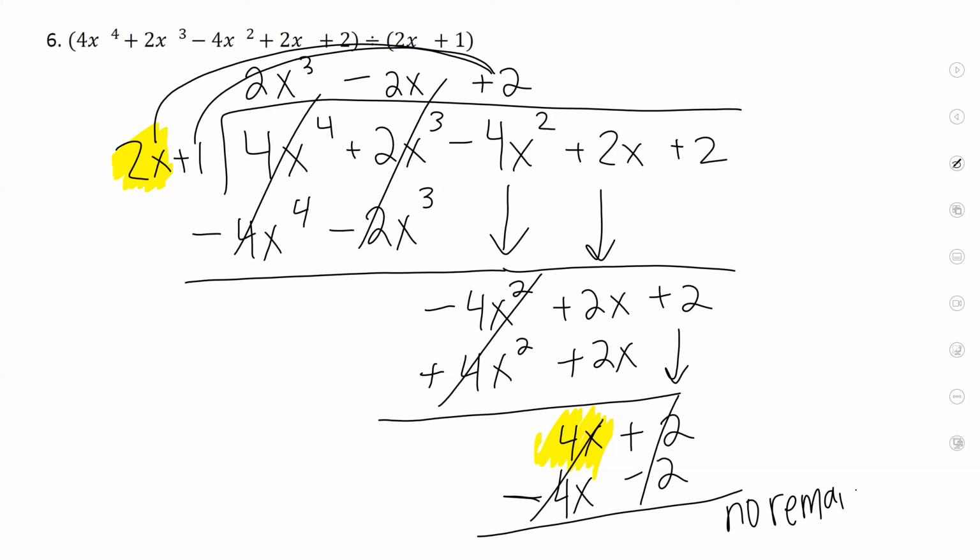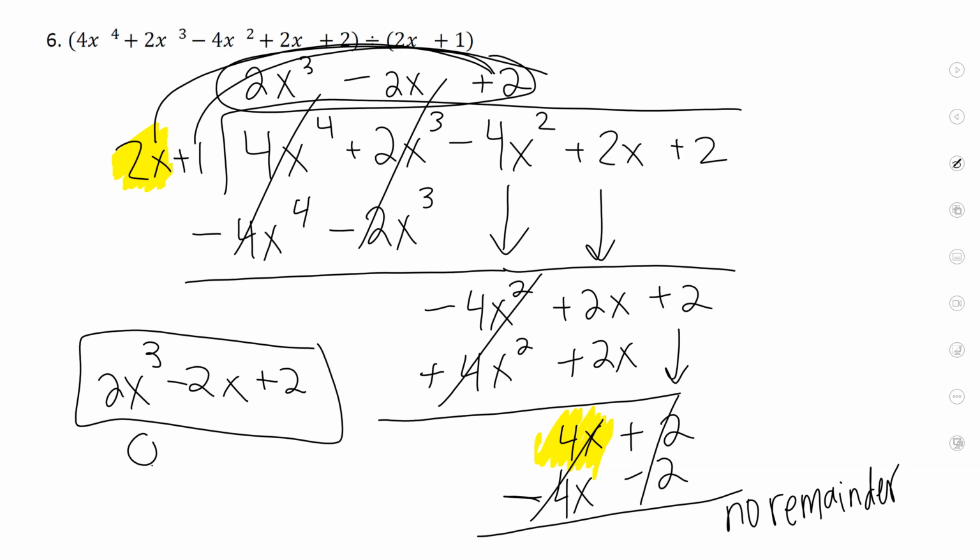That means your answer is just what's up here. So your answer is 2x cubed minus 2x plus 2. This is called your quotient.